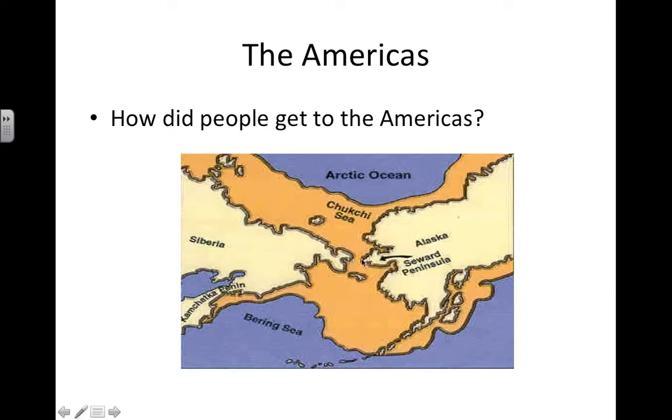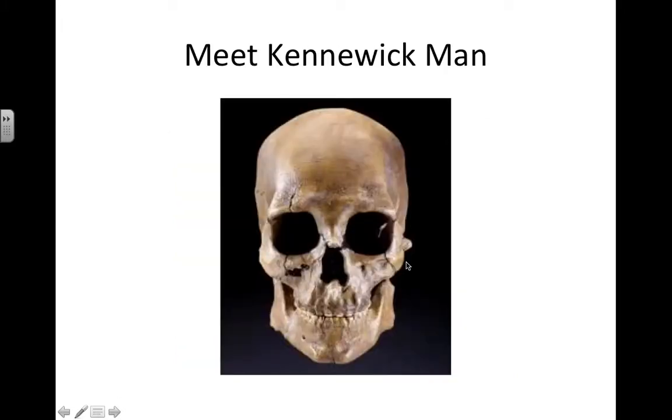There's actually only 5 miles worth of what's called the Bering Strait right here, right now, and underneath the water is land. And so originally the theory was that people populated the Americas by migrating and walking across this land bridge. However, meet Kennewick Man.